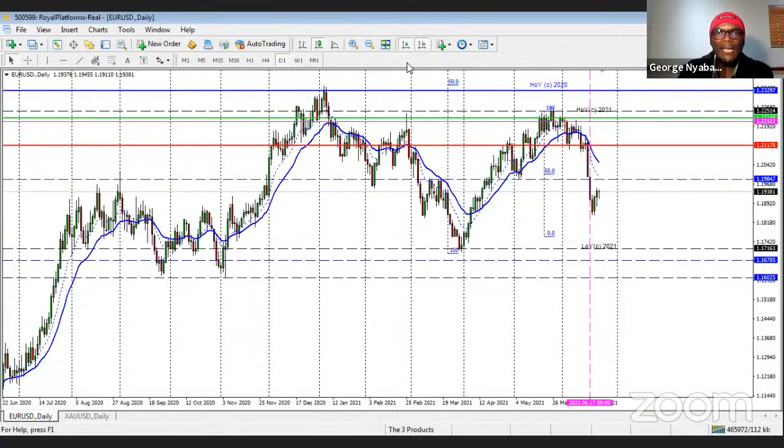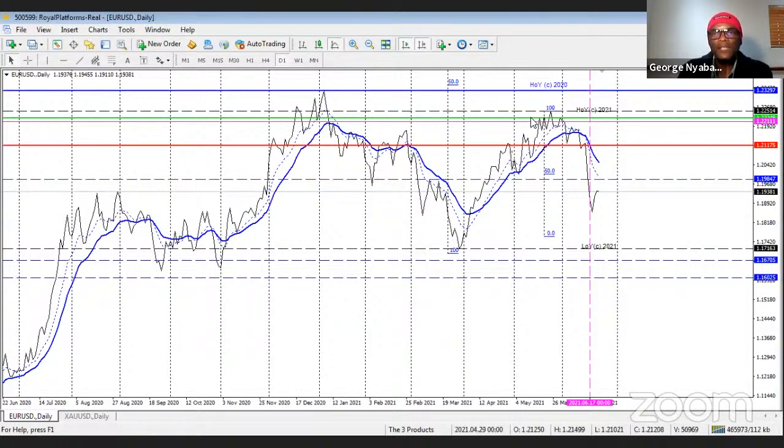If I go back again to the line chart, euro versus the dollar, the high of 2020 is right here, based on closes. That's very important for you to keep note of. In 2020, what is the highest closing price? Because that's very significant. Every computer, every algorithm, every subjective price action trader, myself, will have that in mind. So please draw that in.